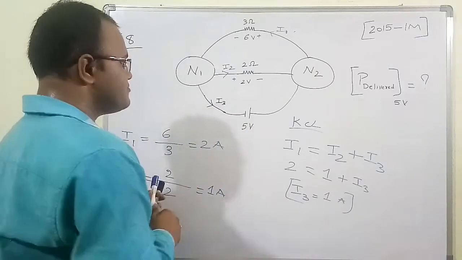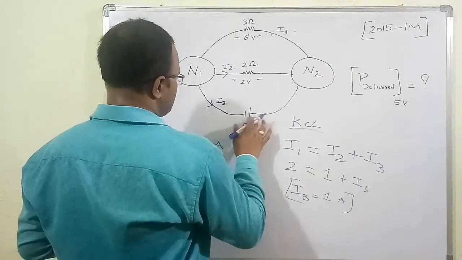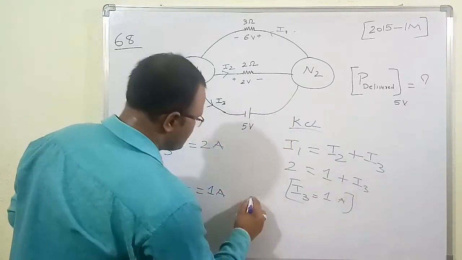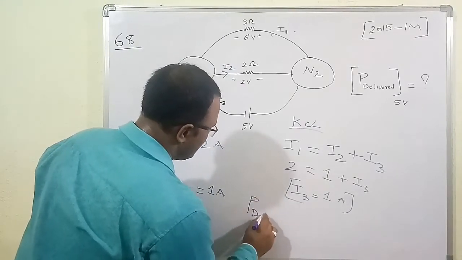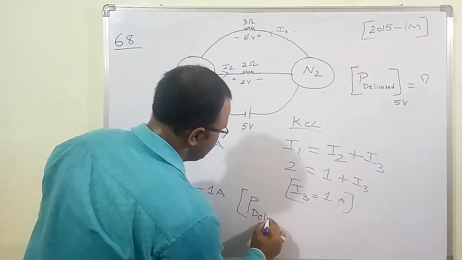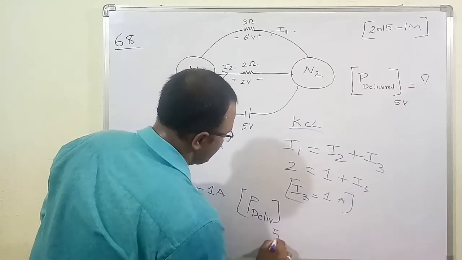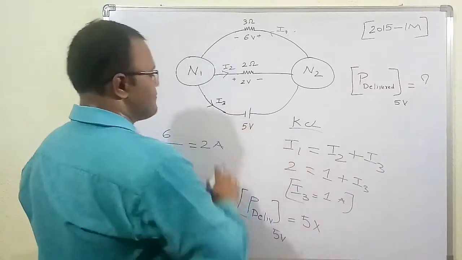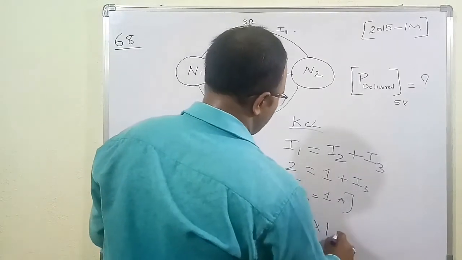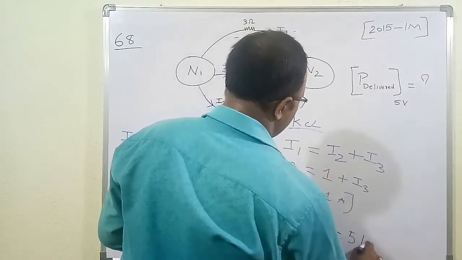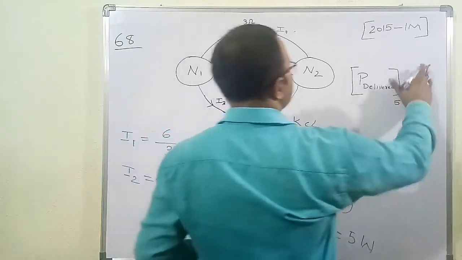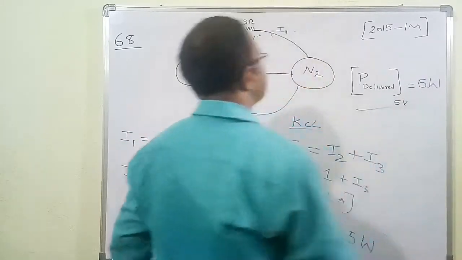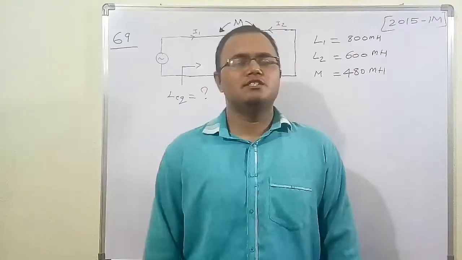So the current is going from lower potential to higher potential, therefore this voltage source is going to deliver power. So the power delivered by the 5 volt voltage source is equal to the voltage, which is 5, times the current I3, which is 1 ampere. Therefore it is going to deliver a power of 5 watt. This is our required solution.